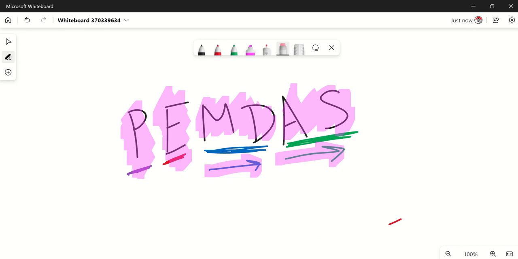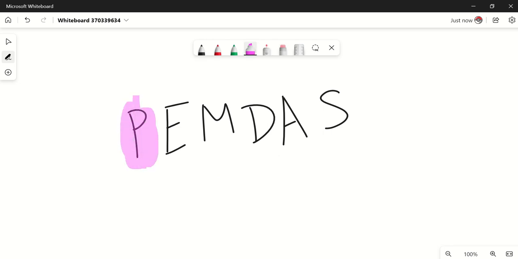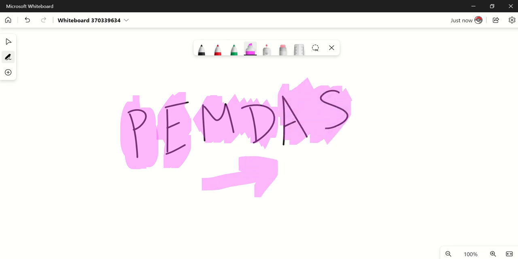So again, reviewing PEMDAS, also known as order of operations. P stands for parentheses. E stands for exponents. M and D together are multiplication and division from left to right. And A and S together are addition and subtraction, also from left to right. And that's the order in which we solve these problems with multiple steps.